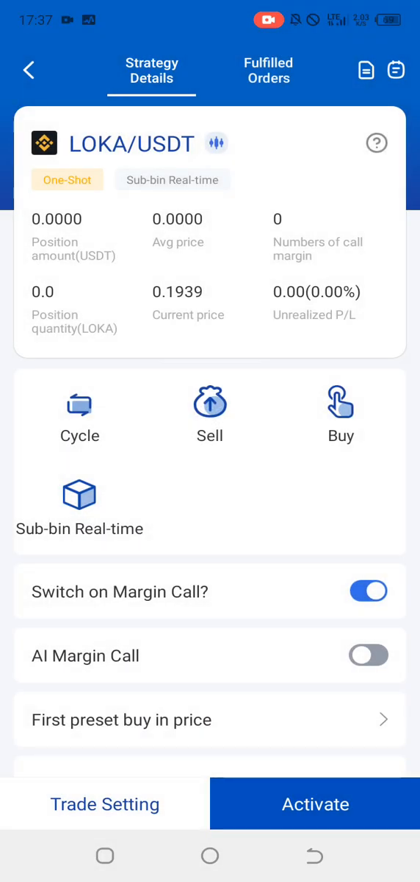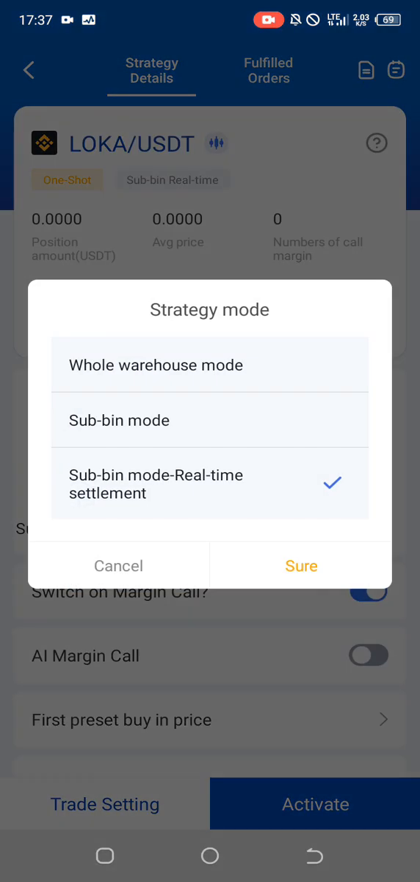And remember, I'm using the sub-beam mode, real-time settlement. You can use the sub-beam mode if you want your profit to be added to the overall quantity it has bought, to lower the average price and make the coin sell off faster. But if you want to use the profit that is made to cash it out to your funding wallet and use it for other things whilst you wait for the trade to completely sell off, you can also do that.